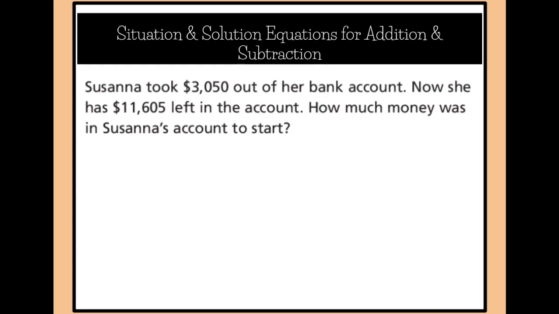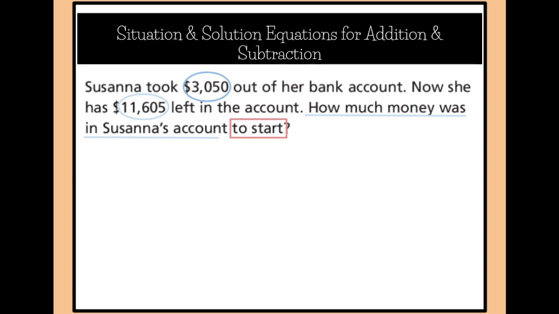Just as we did in the last problem, I want to go over the steps in cubes. C tells us to circle the numbers, so I circled 3,050. I also circled 11,605. The U tells me to underline the question, so I went ahead and did that. And then finally, I boxed a keyword that I felt was important, and that was to start. So it was a phrase that I boxed. That word is important to me because I know that means there's going to be a number that I'm looking for that Susanna had in her bank account in the beginning before she started taking out money. And that's what I'm looking for in this problem.